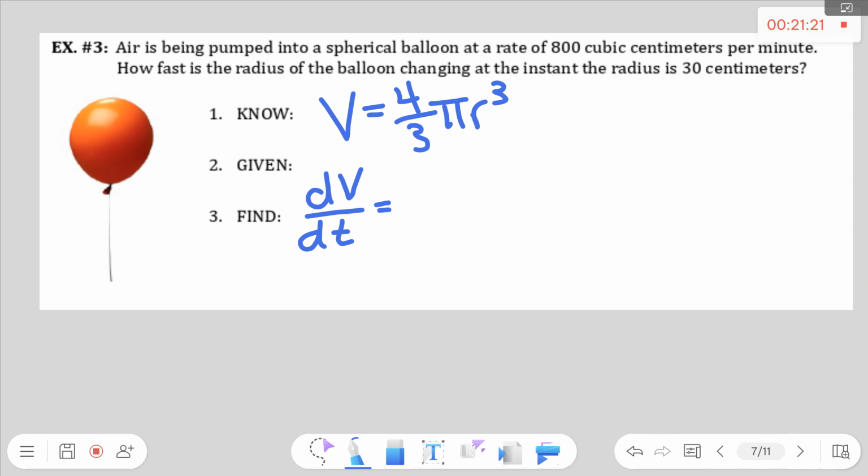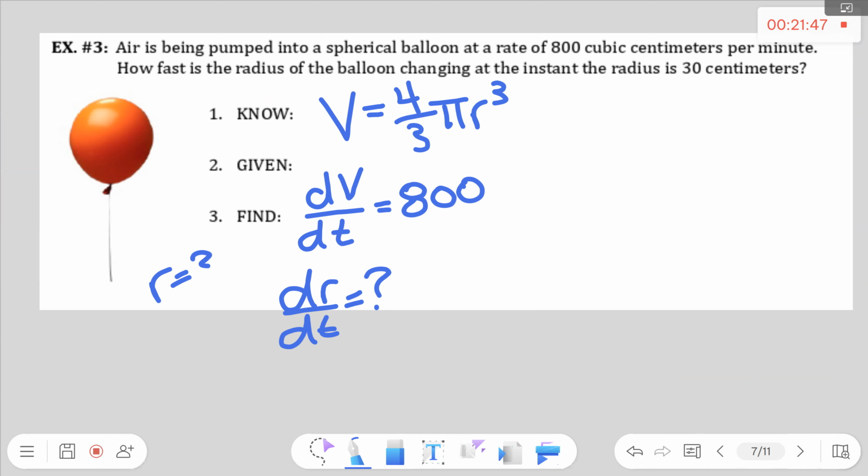Because it's cubic centimeters, and anything cubic is a unit of volume, right? So we just plug that in. What are we looking for? How fast the radius is increasing. So we're looking for dr over dt. We don't know that. We also know that the radius is 30 centimeters, so r equals 30. And then we've got it from here, at least we should.